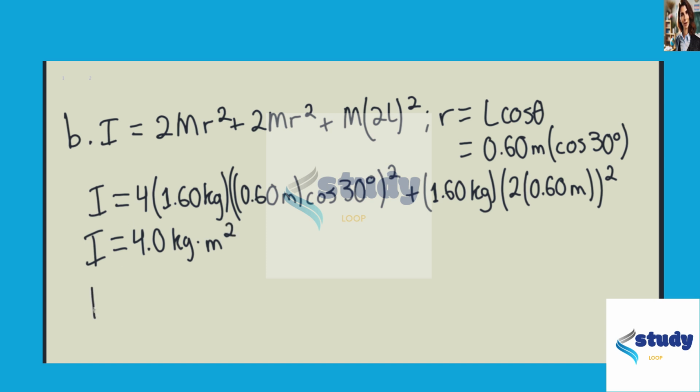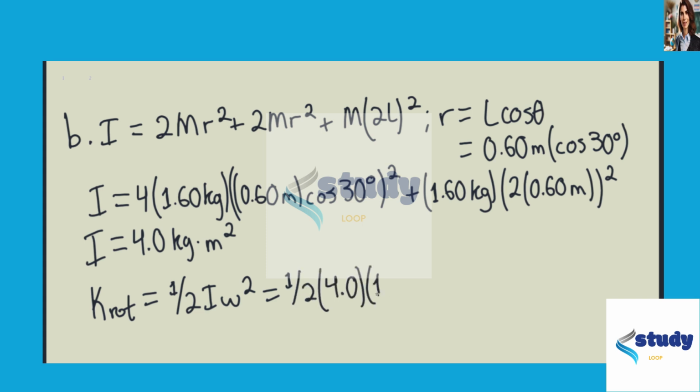And then again, the rotational kinetic energy would be equal to 1/2 I omega squared, or 1/2 times 4.0 times (1.2) squared. This is equal to 2.9 joules. This would be your rotational kinetic energy for part B.